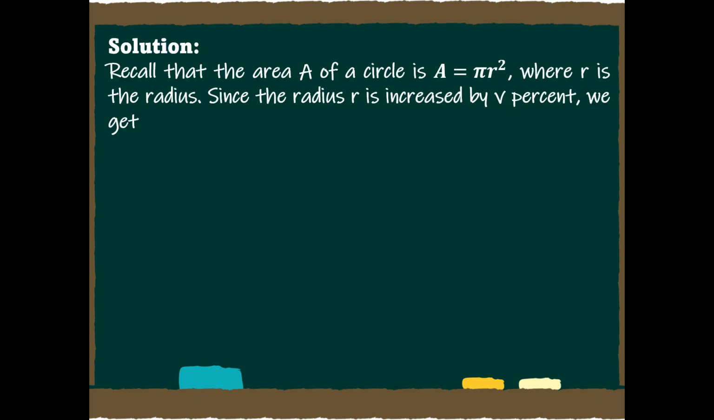Okay. Now, for the solution, we have to recall that the area of a circle is equal to pi r squared, where r is the radius. Now, since the radius is increased by v%, we get r plus v over 100 times r. Again, we're increasing the radius by v%, so we don't exactly know the v value. So by expression, it is equal to v over 100 because we're talking about percent.